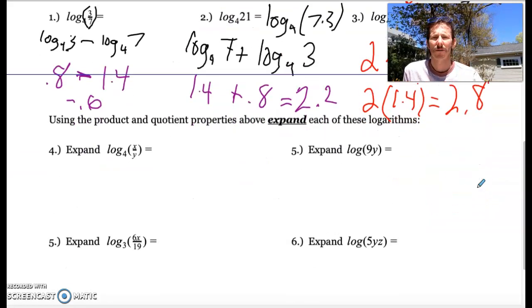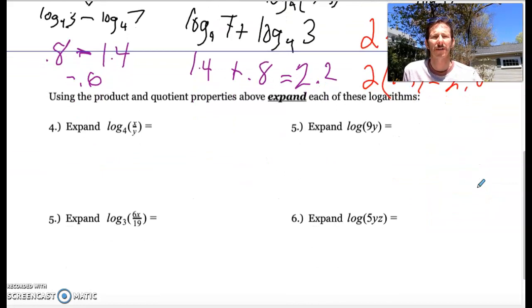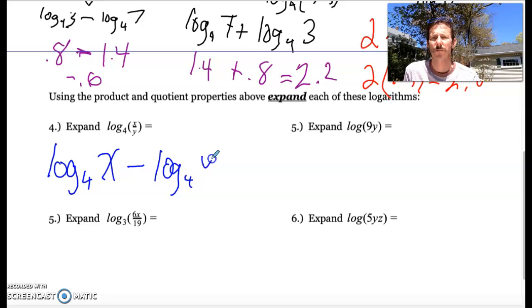All right. Now we're going to literally just practice these properties, expanding them first. So the directions are important. This wants us to expand these logarithms, which means I want to go from a single log and write it as multiple logs. So in this one, I have division. So I would expand that by writing it as log base 4 of x minus log base 4 of y. So it's really just practicing knowing division in a log can be written as 2 logs being subtracted.